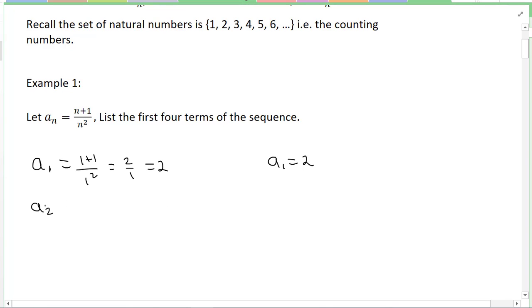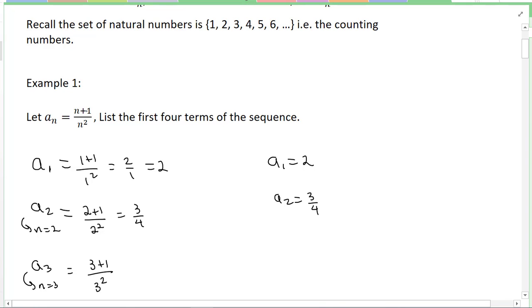A sub 2 means that n is equal to 2. So we're going to say n plus 1 over n squared, so 2 plus 1 over 2 squared. So we get 3/4. So a sub 2 is 3/4. And a sub 3 means now n is equal to 3, so we're going to say 3 plus 1 over 3 squared, n plus 1 over n squared, and so I get 4/9. 3 plus 1 is 4. So a sub 3 is 4/9.